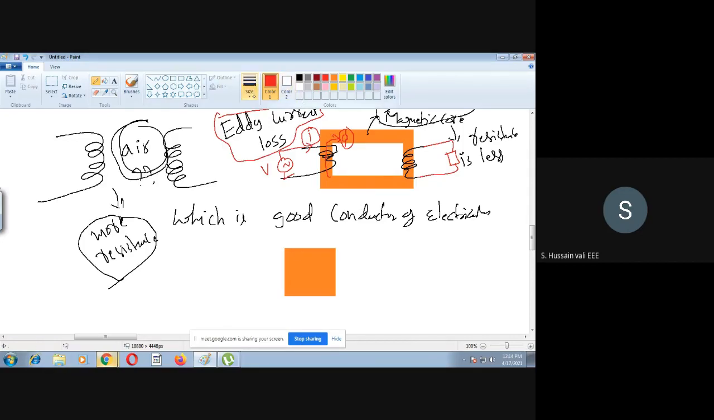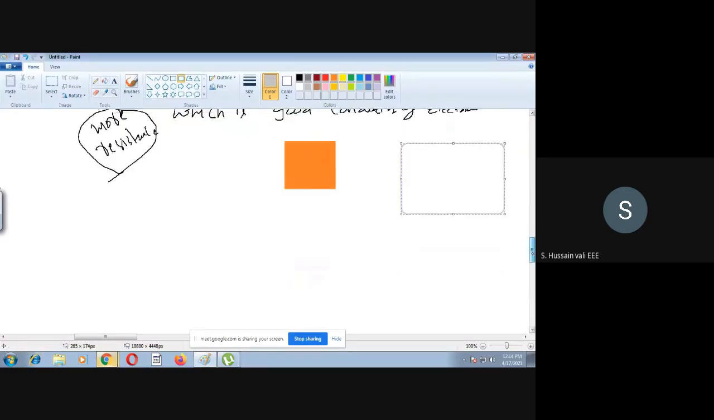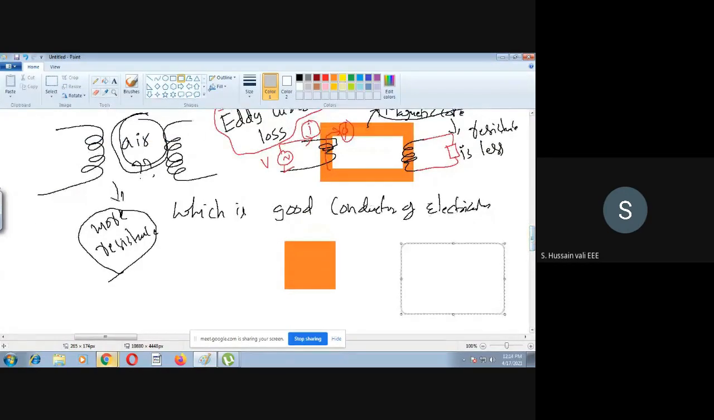I will take this color. Okay, I will take this color. Yeah, I will fill.